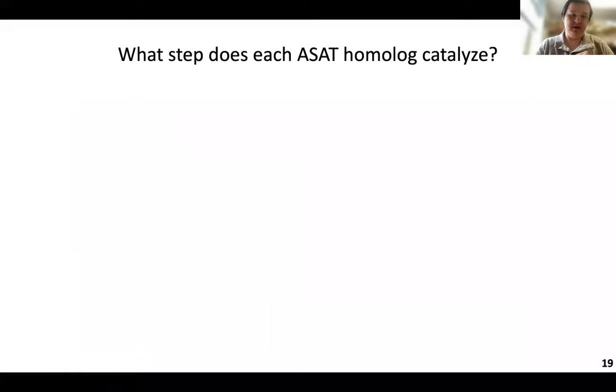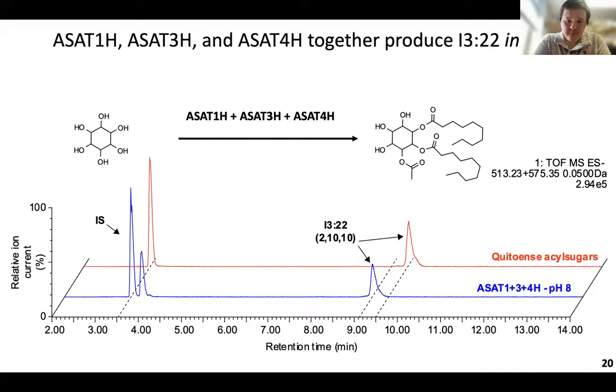Now the question then becomes, what steps does each one or more of these ASAT homologs catalyze? The VIGS suggested that the ASAT homologs are in fact involved. We expected that if we put these enzymes together, we'd see one or more of these acyl inositol intermediates. And so when we combined ASAT 1, 3, and 4 together, what we found was not so much an intermediate as a triacyl inositol, at least one of the products that accumulates in vitro.